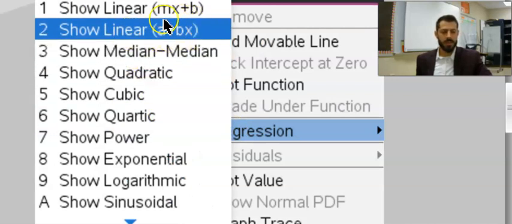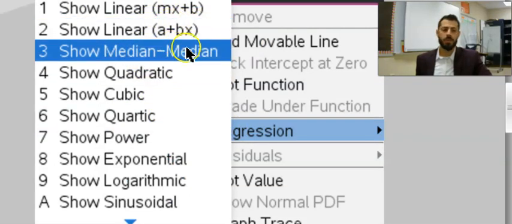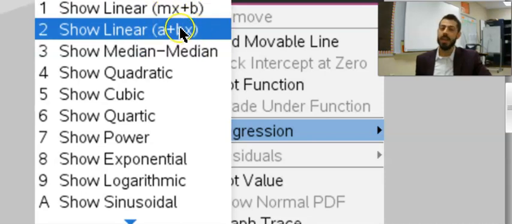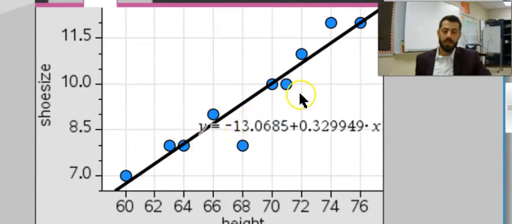And again, this was the version that we're using for statistics. I know in algebra we used mx plus b. For statistics, we use a plus bx. And there is the line. It gives me the equation to go with it. There's my y-intercept, my a. This happens to intersect at negative 13.06 or 0.07, and then my slope is 0.3.